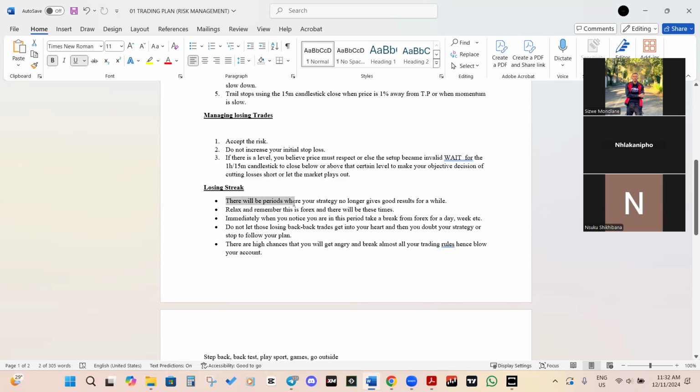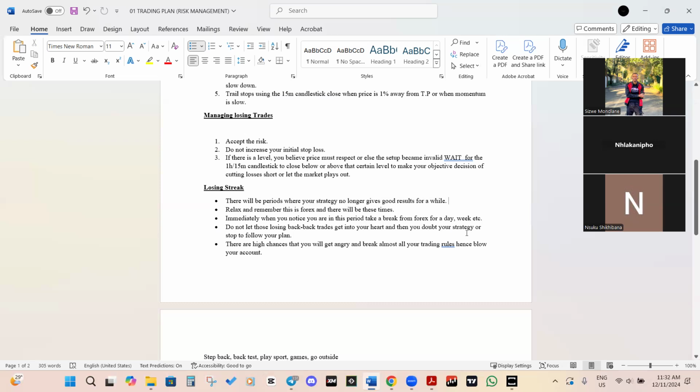There will be periods where your strategy no longer gives good results for a while. Not that your strategy no longer works. It's just that the market is no longer playing how you anticipated it to play, meaning your probability is now a bit lower. Because trading is all about probabilities, you know that, right? So there will be periods where your probability is lower and hence your strategy won't be giving good results. It's either you are taking break-evens, small winners, and then a lot of losses.